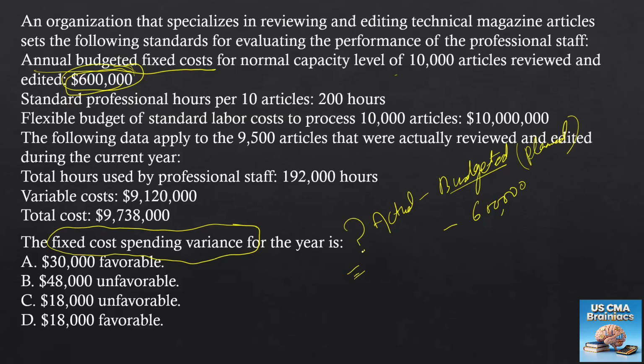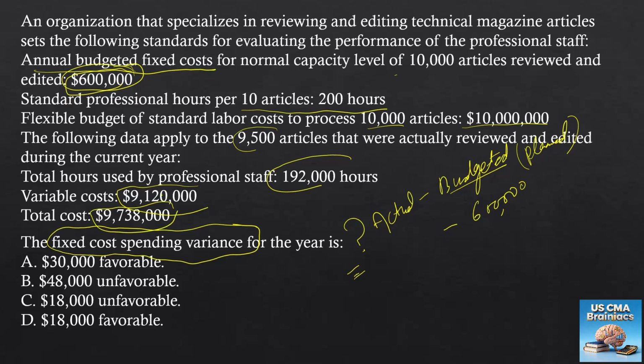So where is the actual? Standard professional 10 articles, 200 hours. Flexible budget standard labor hour process 10,000. The following data apply for the 95,000 hour articles that were actually reviewed and edited. The total hours used by the professional were 192, and the variable cost is 1912, and the total cost is given.